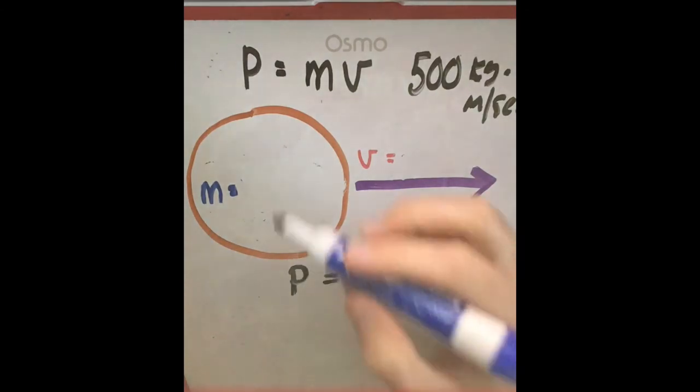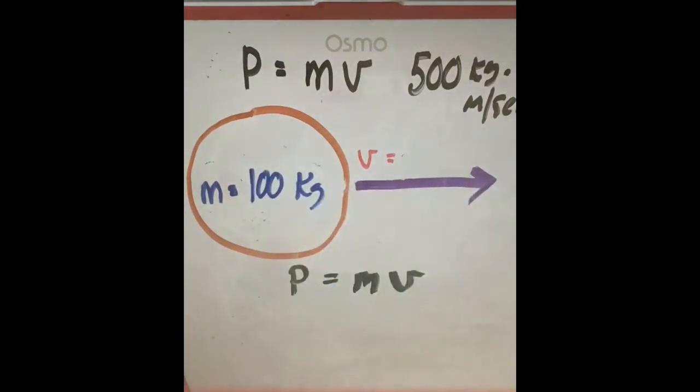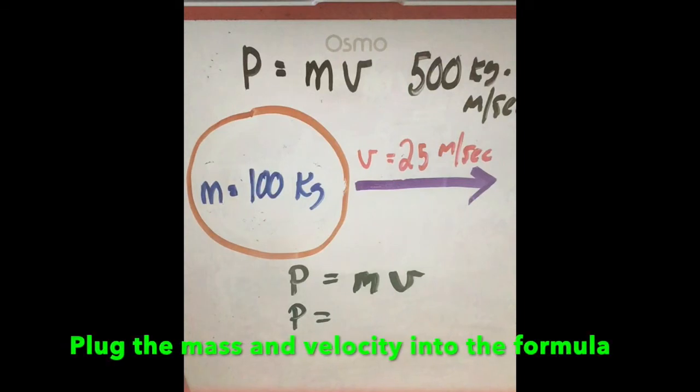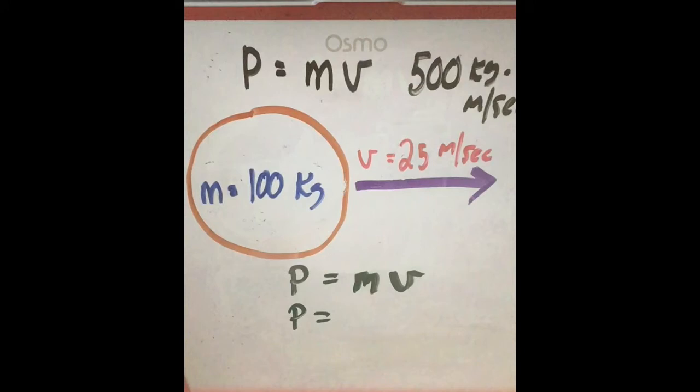Let's work out another problem. We'll go back to our 100 kilogram mass, but we'll have this mass travel at a higher speed, and we'll see how that affects the momentum. So now we'll have it travel at 25 meters per second. We have the same formula, momentum equals mass times velocity. Why don't you try to calculate the momentum? Pause the video and plug the mass and velocity into the formula and calculate the momentum. I will give you the answer and how to calculate it so you can check your answer.